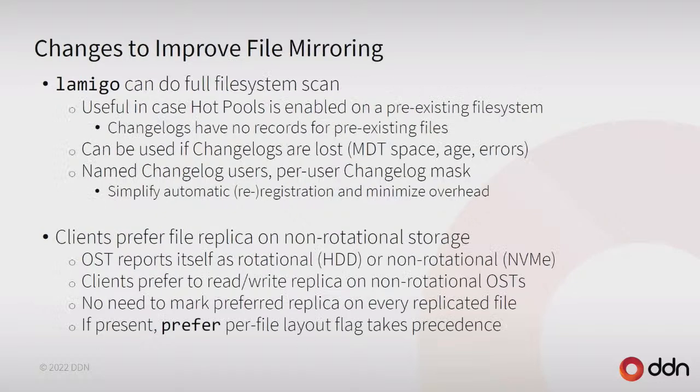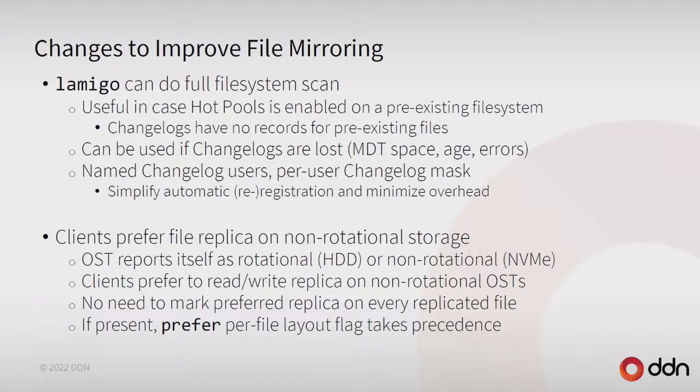A number of improvements have also been made to improve file mirroring. Initially, it was not possible for Lamigo to run on a pre-existing file system. So now Lamigo can run on such a system, so it's very useful if you have an already existing file system and then you decide to enable hot pools. In this case, there will be a scan of the whole metadata devices. This is required because in such a case, there are no pre-existing changelog records for the logs that were already there on the file system.